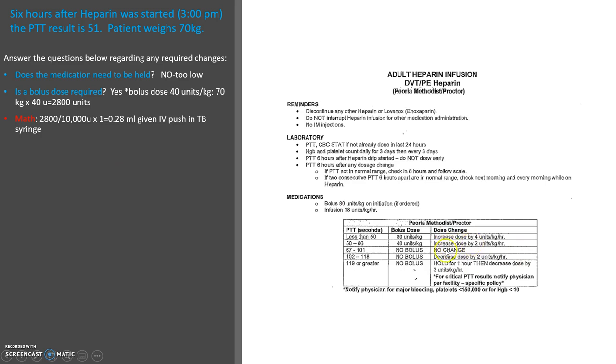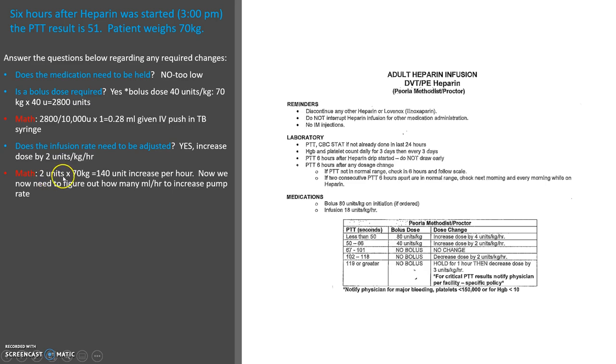Now we have to worry about increasing this dose by 2 units per kilogram per hour. So we have to infuse that rate, yes, by 2 units per kilogram per hour. So our math, 2 units per kilogram, 70 kilograms is our patient. So we need to increase our heparin by 140 units per hour.